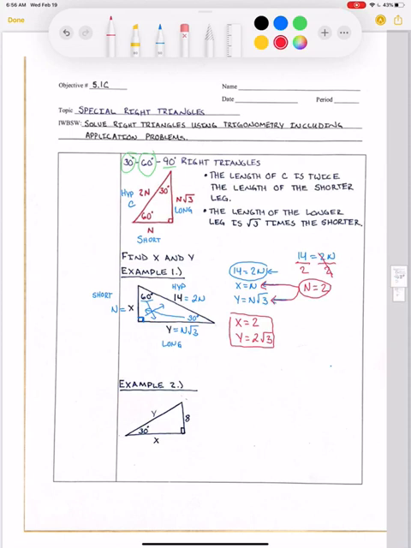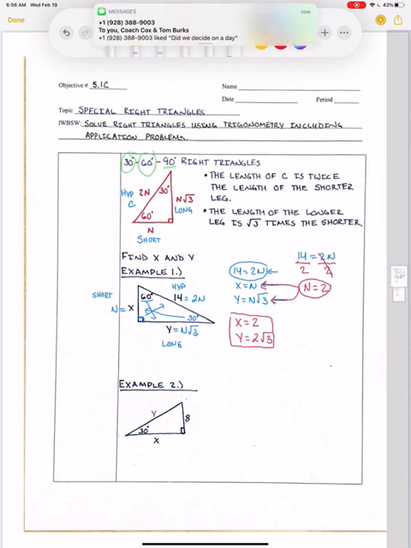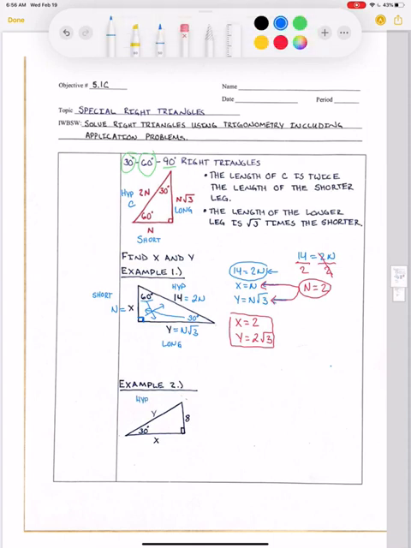Again, let's look at this next one. I have the sides y, x, and 8. I know that the side labeled y has to be the hypotenuse. My short side is always across from 30 degrees, so the short side is 8. And the long side is across from the 60-degree angle.